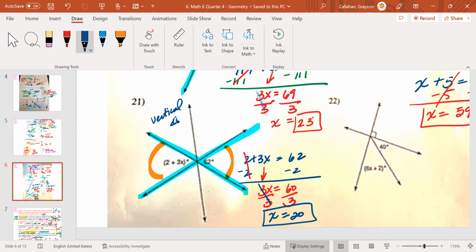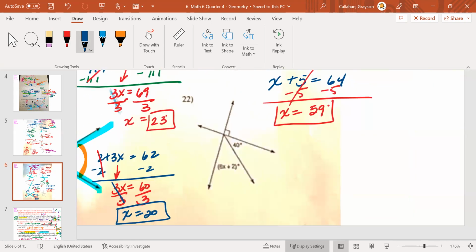Okay, now if you actually want to know the degrees of each angle, you just simply plug in where x is, and you'll find out that 3 times 20 is 60. 60 plus 2 does indeed equal 62. If you look at it, they are equal.